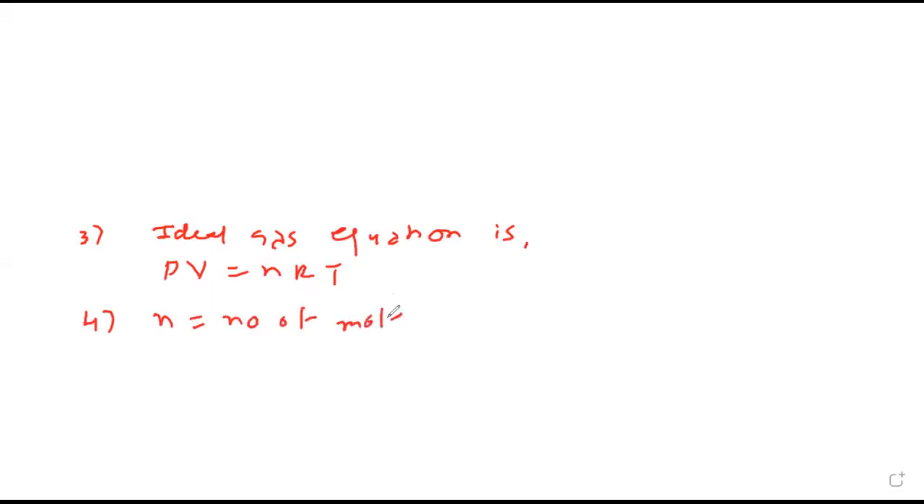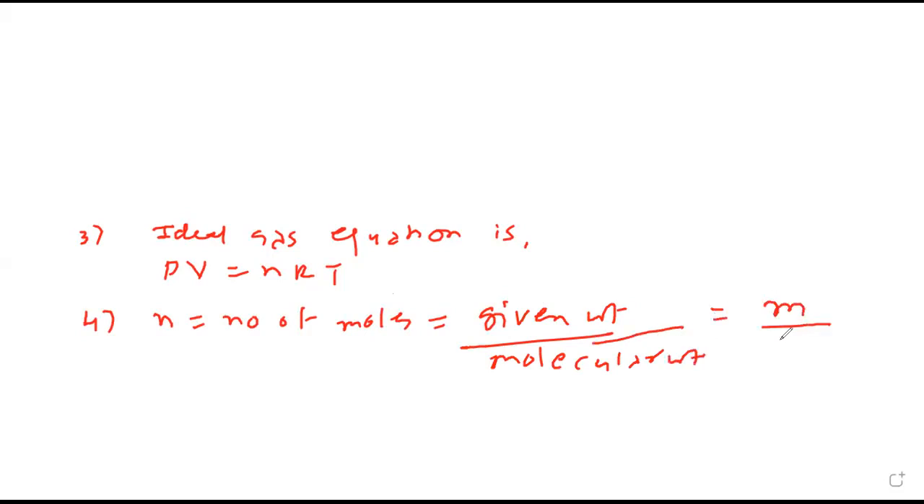What is the ideal gas equation? PV equals nRT. In this, what is P? Pressure. And V? Volume. And n is the number of moles. What is number of moles? Of gas, it is the ratio of given weight upon molecular weight or molar mass. That means whatever is the mass of the gas divided by its molecular weight gives you the number of moles.